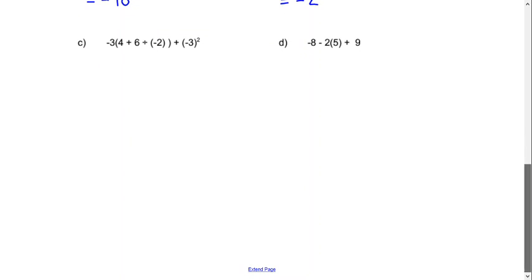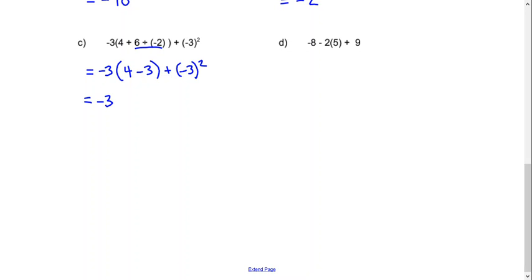Part C, I have to do what's inside of my bracket first in this question. So this question asks us to find the answer to negative 3 times 4 plus 6 divided by negative 2, plus negative 3 squared. So within this first bracket, I have to do my division portion first. So I'm going to write negative 3 out front times 4, and plus 6 divided by negative 2 is negative 3, plus negative 3 squared.